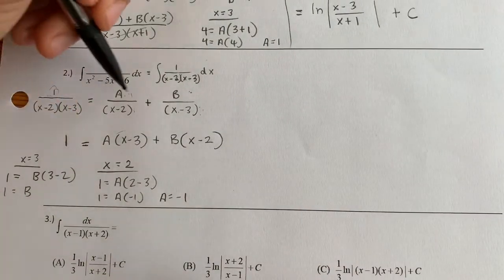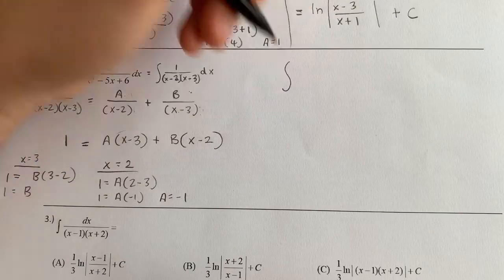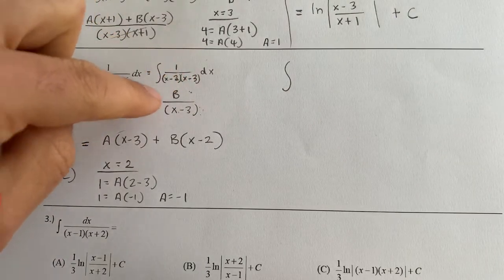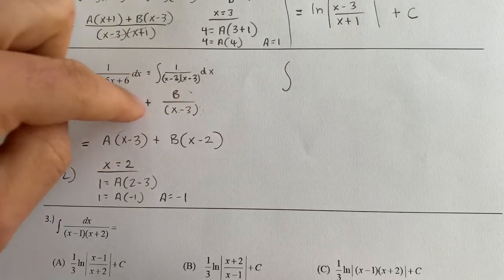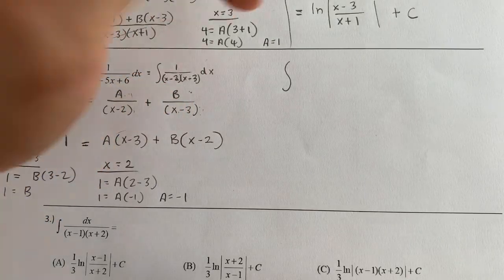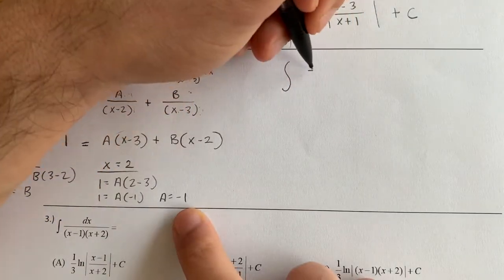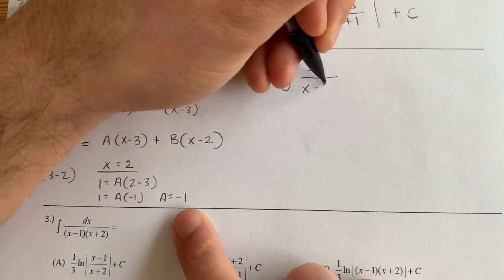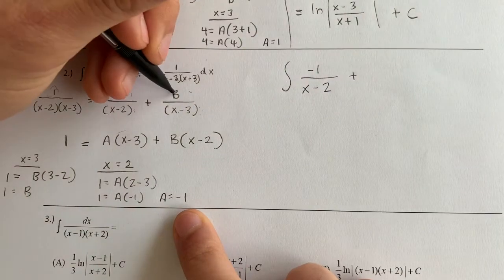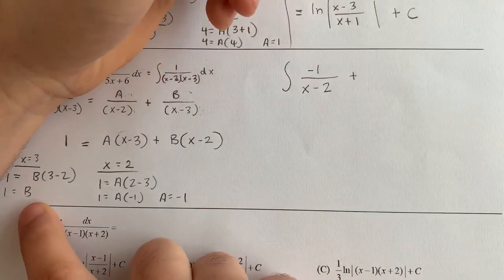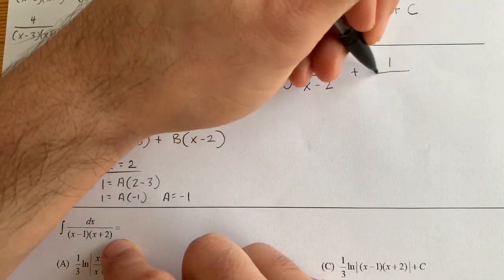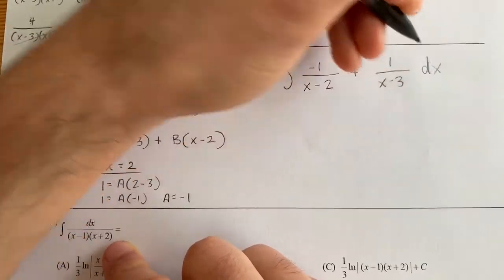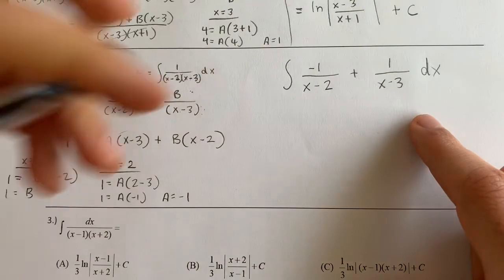Now, I'm gonna set my integral up, instead of the original problem, instead of this factored version, I'm gonna set it up as partial fractions. That's what this lesson is called. 2 fractions. Now that I know my a value is negative 1, that goes right here over the x minus 2. And then the b value was 1 over x minus 3. And then we have to antiderive this.